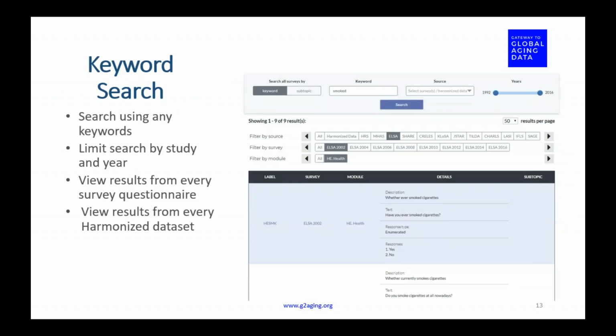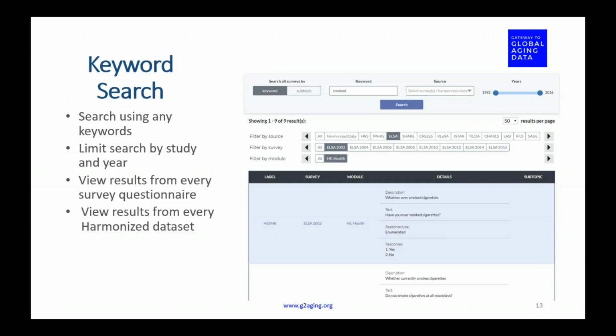Of course, you can browse through all the survey data, but as I mentioned, there's a lot of survey questions and it's a lot to go through. So we've also built a keyword search and a topic search. So this keyword search here in this example that you're seeing, we searched for the word smoked. And you can select certain studies or certain years. And here we've just done all of them.